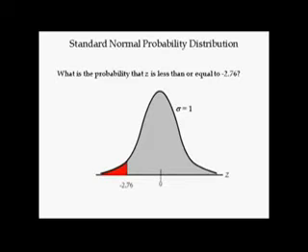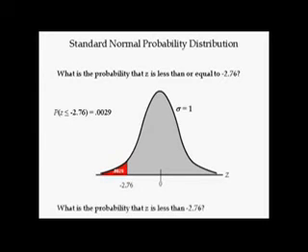Because the probability that z is less than or equal to 2.76 is 0.0029, we shade the red lower tail probability 0.0029. Now, what is the probability that z is less than negative 2.76? It is equal to 0.0029 since z is a continuous random variable, and the probability that z exactly equals negative 2.76 is 0.